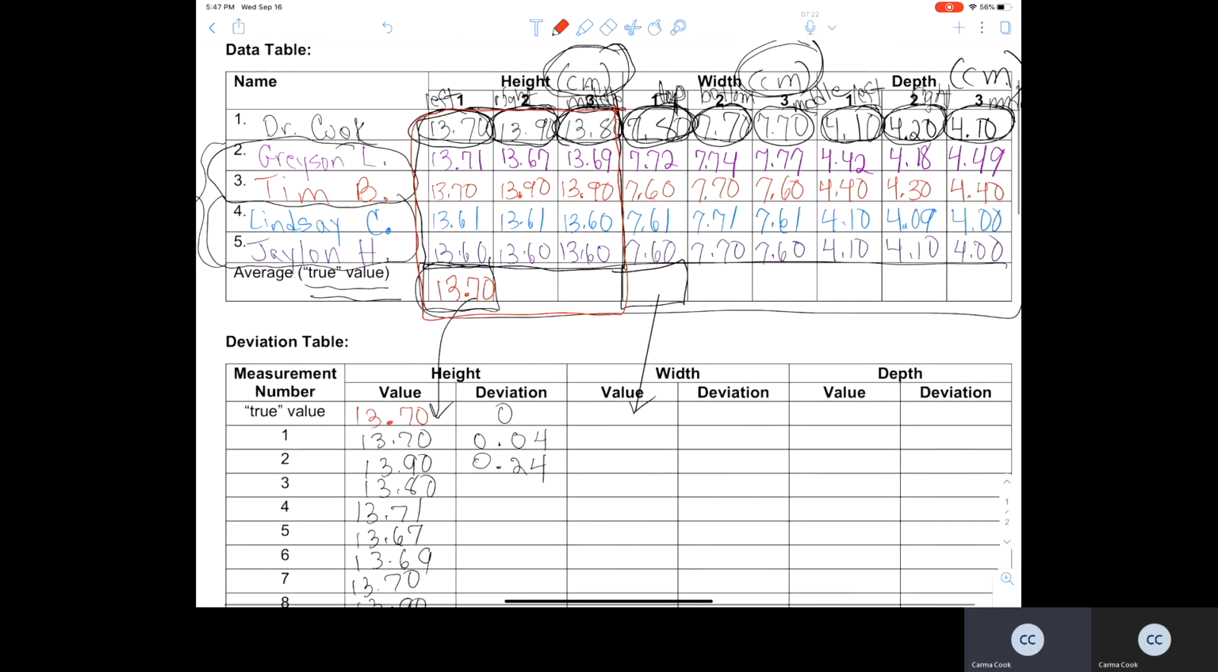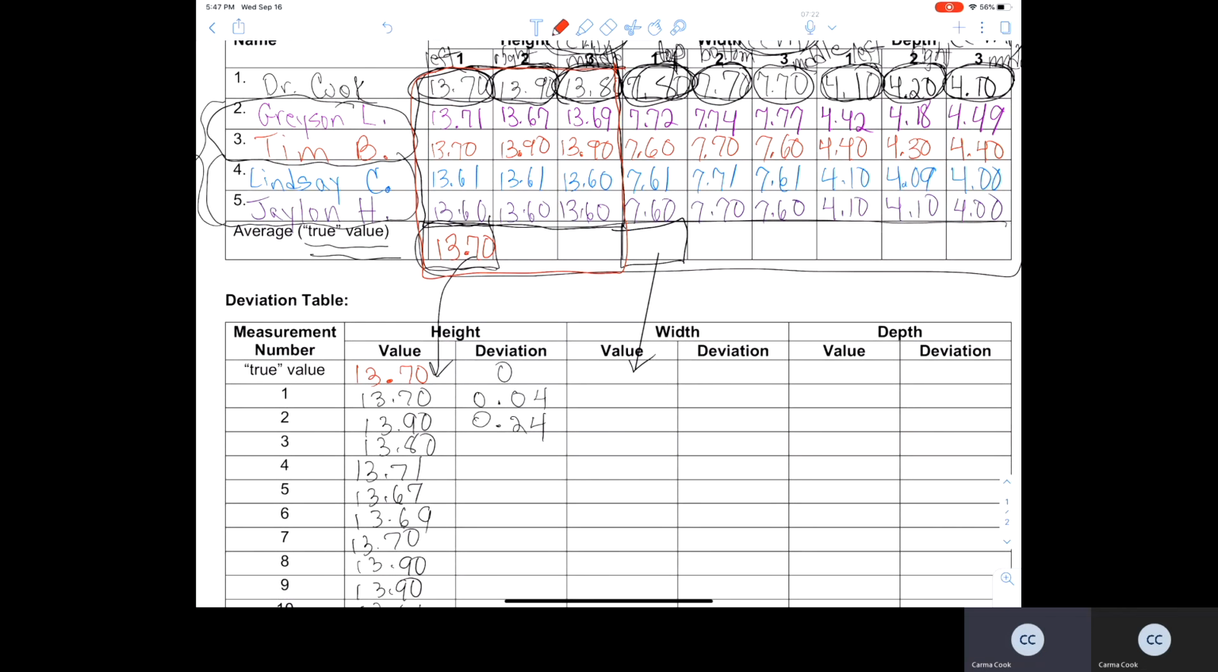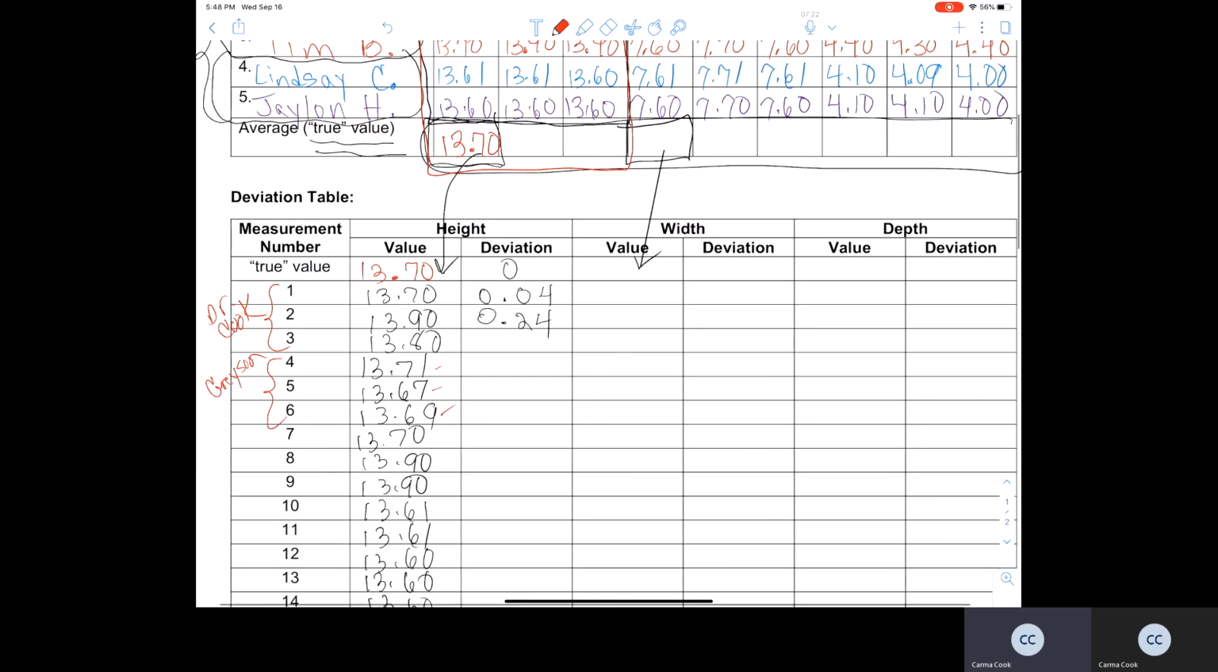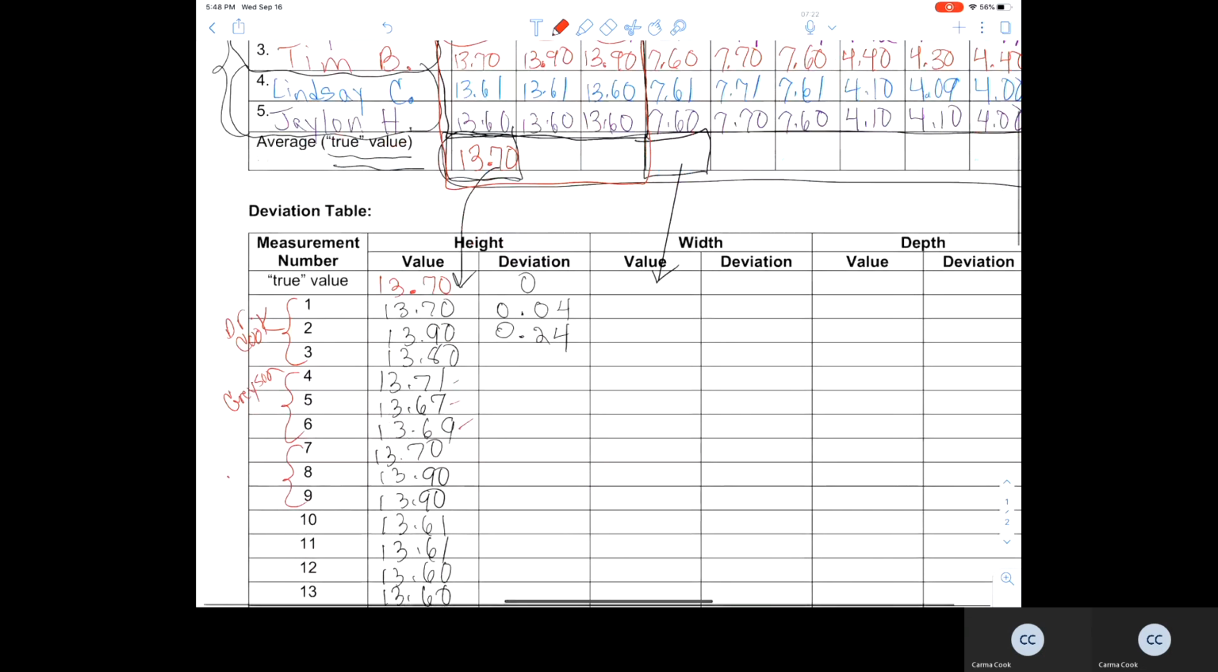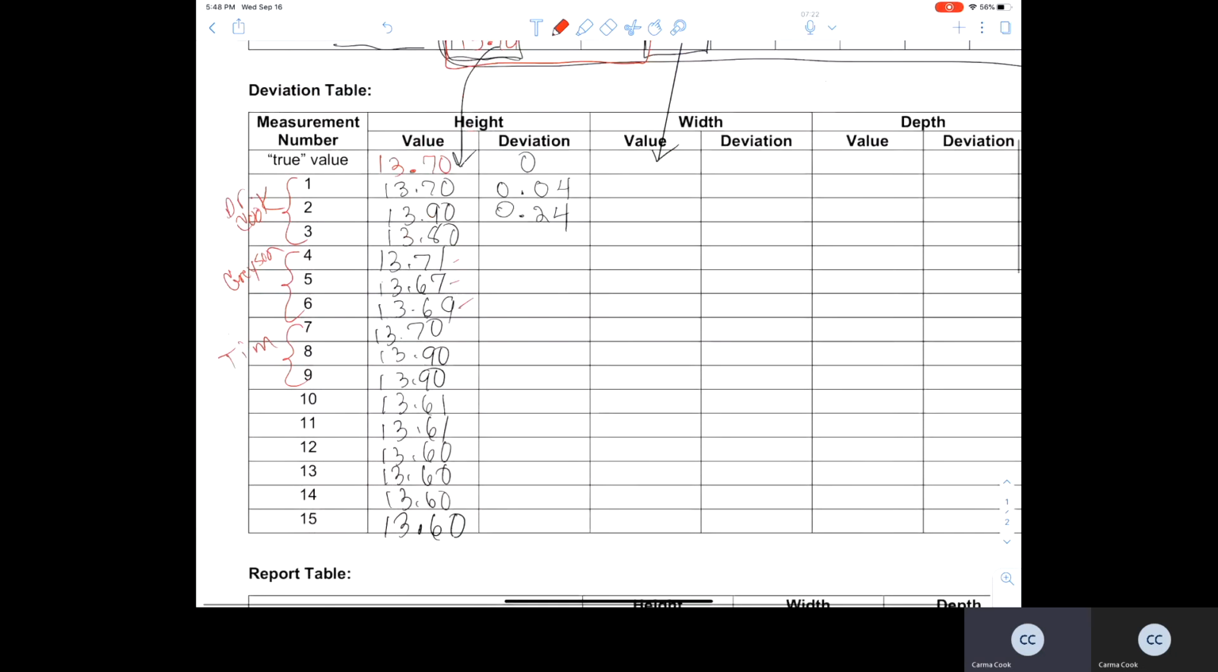And then next, I just rewrite my data. So numbers 1, 2, and 3 here, that's my data for height. 13.7, 13.9, and 13.8. Next is going to be Grayson's data. 13.69. That's Grayson's data, and so on and so forth. The next three sets of data are Tim's, then Lindsay and Jalen.